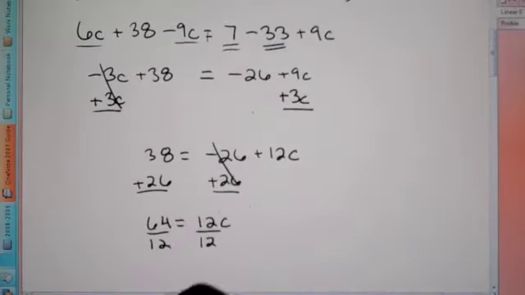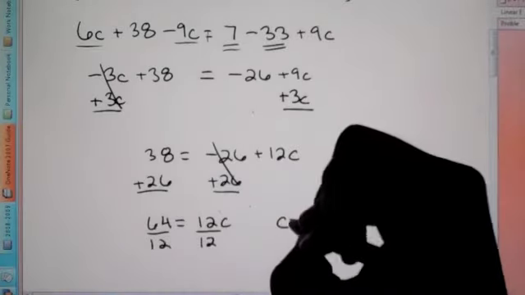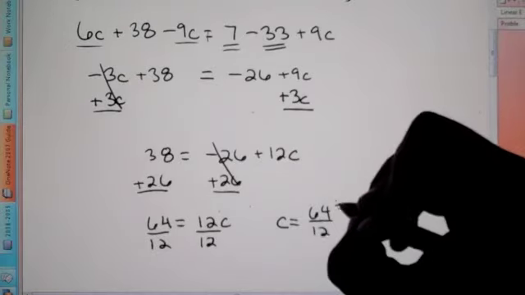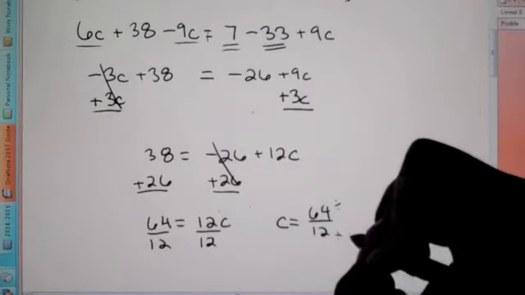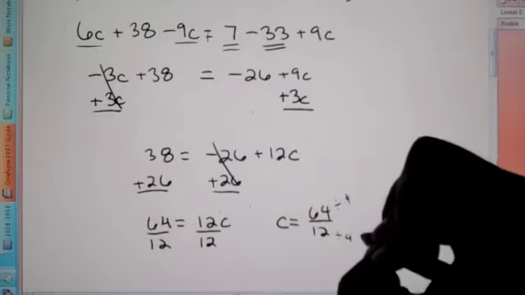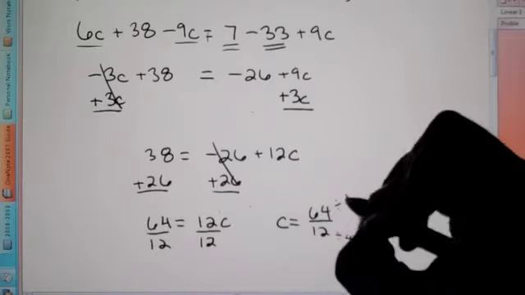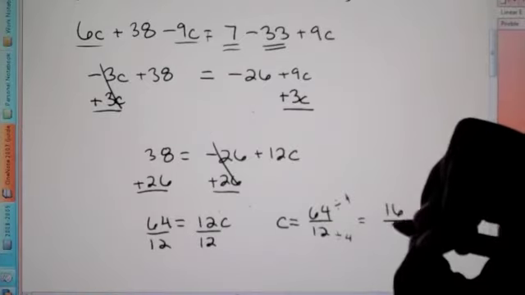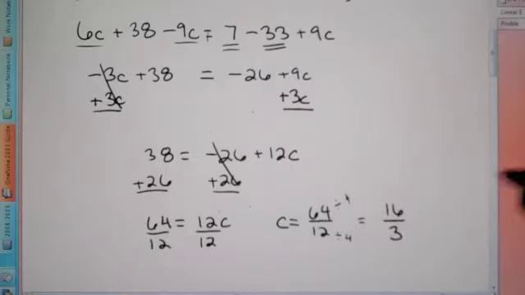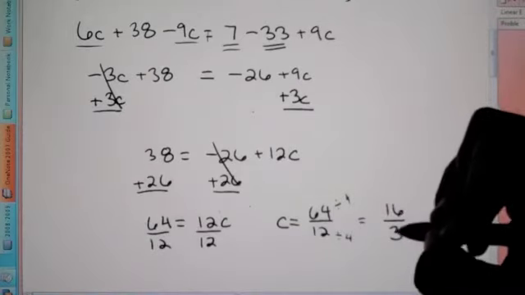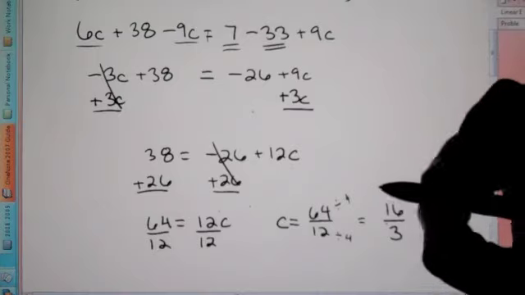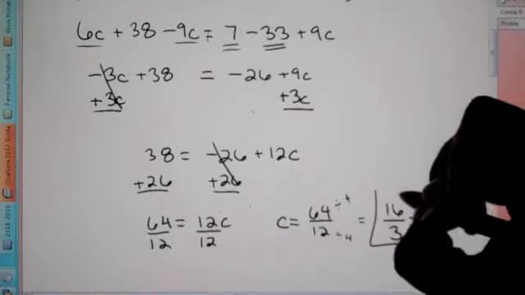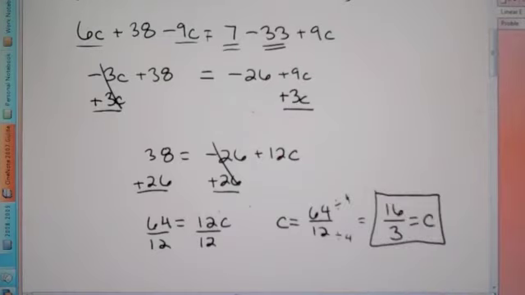Now 12 doesn't go evenly into 64. So we have c is equal to 64 over 12. But we can reduce that. We can reduce both of these by 4. If we divide both of those by 4, 64 divided by 4 is 16. 12 divided by 4 is 3. And so 3 doesn't go into 16. Now that we're in Algebra 2, I don't like mixed numbers. I like improper fractions. So here we have c is equal to 16 over 3. That would be our final answer.